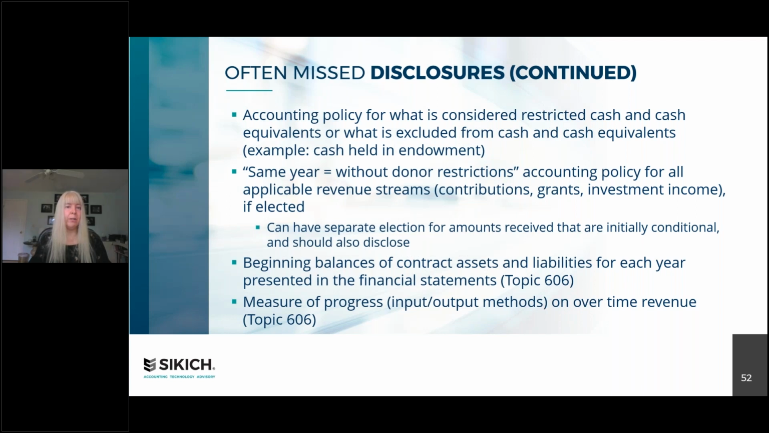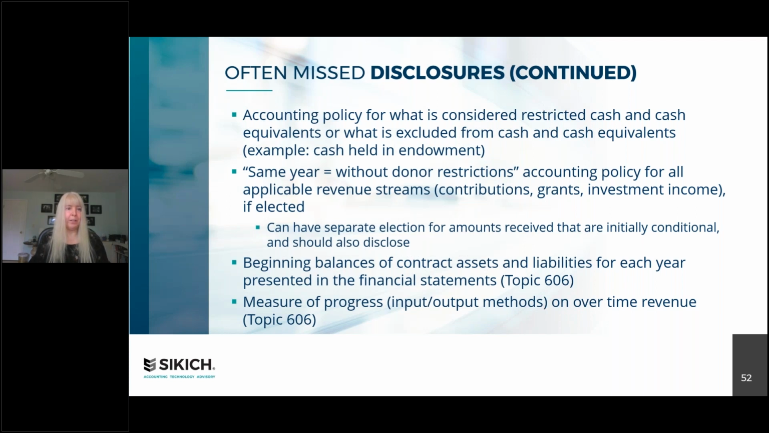Disclosure of your accounting policy for contributions with donor restrictions and investment return with donor restrictions where the restrictions are met in the same period. That accounting policy election should be disclosed for all of your applicable revenue streams. As I mentioned before, you can have a separate election for amounts that were initially conditional. So if you're choosing a policy for that, disclose that too, because it might not be the same policy for those contributions that were initially unconditional.